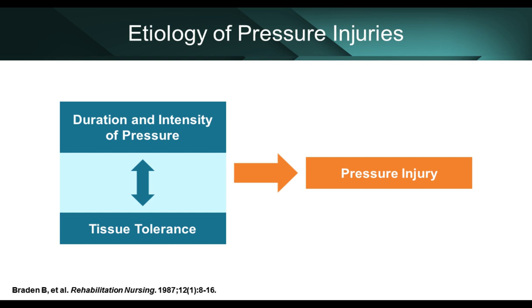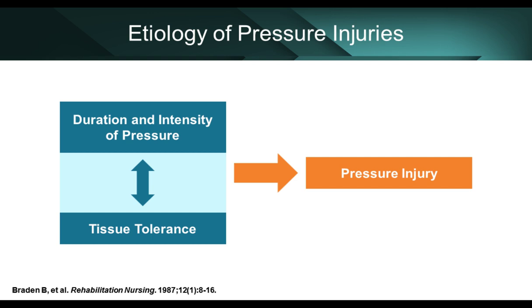So let's talk about the etiology of them. Many of you may recognize this model. This is by Barbara Braden in her foundational work and great work that she did for us in her risk assessment development tool. But she has said, and you can see, the duration and intensity of pressure plus tissue tolerance will lead to pressure injury. And isn't that true? The duration and intensity of pressure might be the same for two individuals, but because their tissue tolerance is different, one gets a pressure injury and one doesn't.